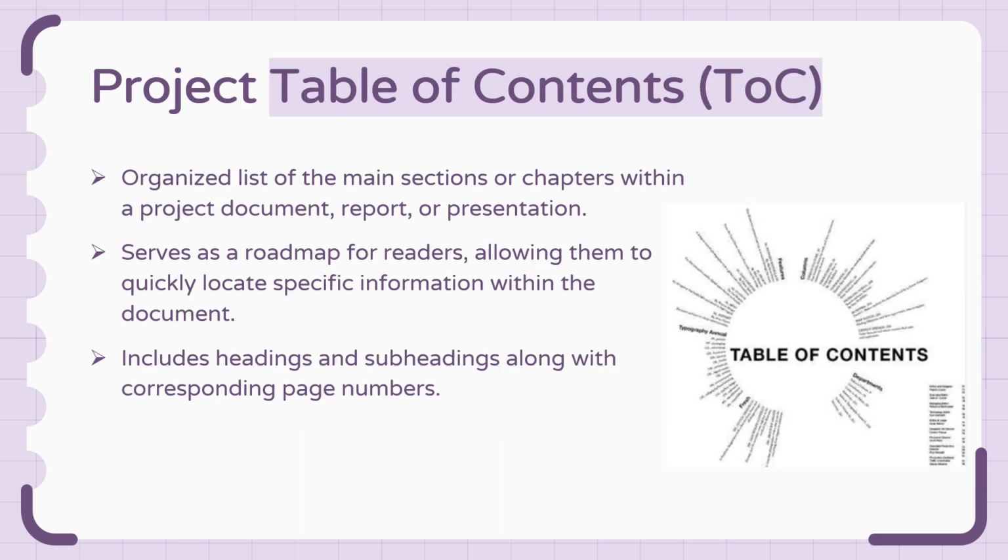Then comes the project TOC, which is called as table of contents, which is just an organized list of the main sections and chapters which we are covering in that project document, report, or maybe the presentation. So it's like a roadmap which will help you to locate any specific information. Step by step उसमें लिखा हुआ है, आपको पता है. अच्छा, I want to see what's the key findings. You can see in the table of contents. You can click it and you can just navigate to that particular page.